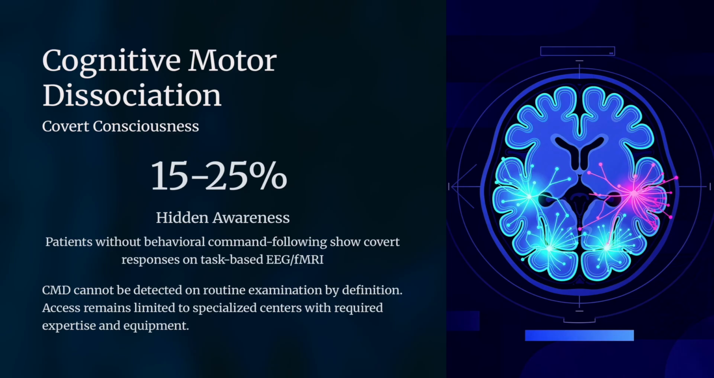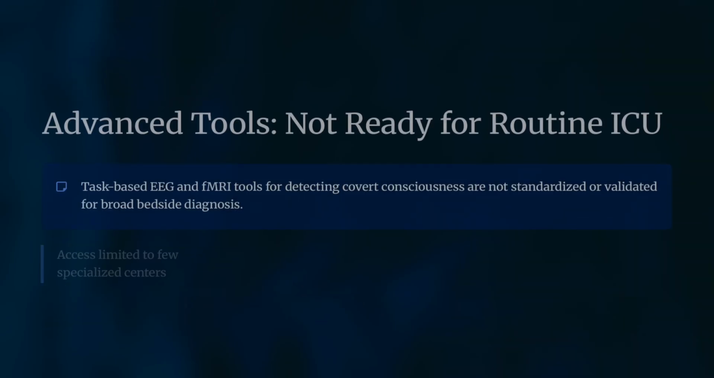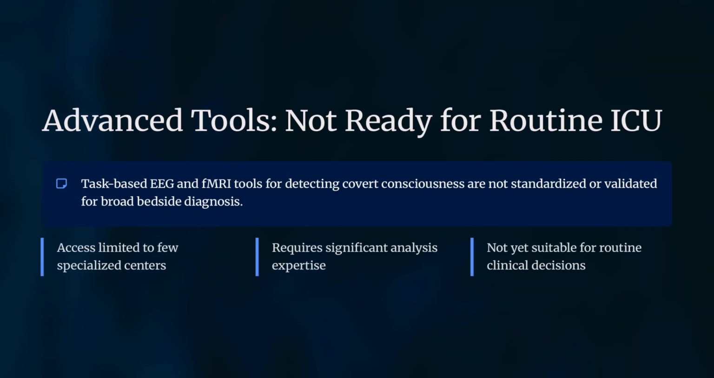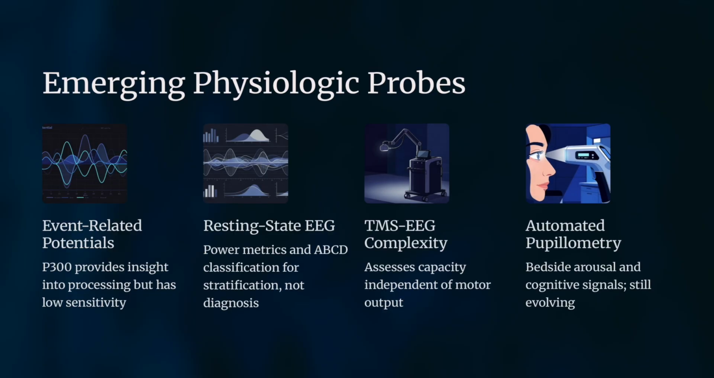Assessment remains limited to specialized centers with required expertise and equipment. Advanced tools are not ready for routine ICU usage. Task-based EEG and functional MRI for detecting covert consciousness have not yet been validated for such broad bedside usage. Access is limited to few centers, requires significant analysis expertise, and is not yet available for routine clinical decisions. Now, emerging physiological probes like event-related potentials, resting state EEG, TMS-EEG complexity, and automated pupillometry are all being developed and evaluated for usage for consciousness at bedside.